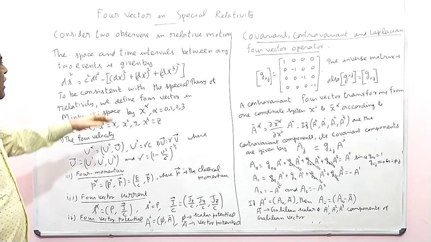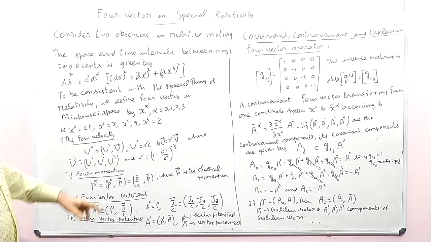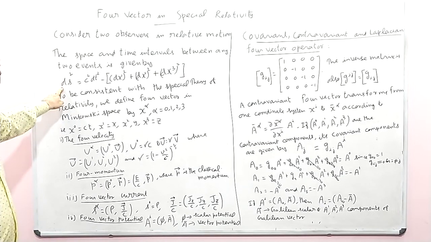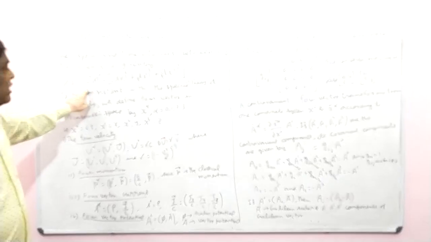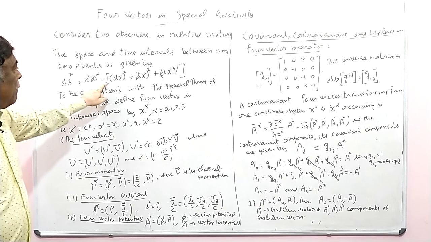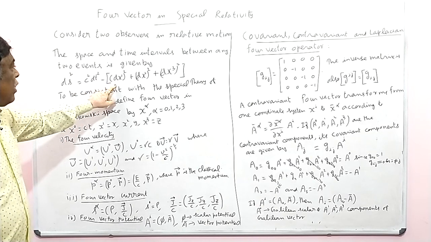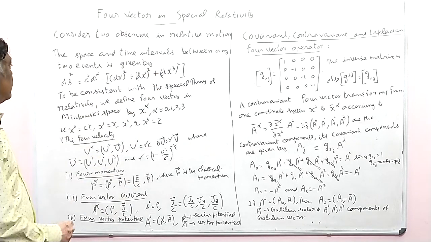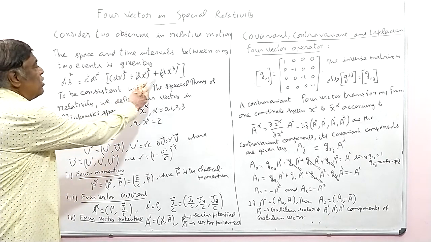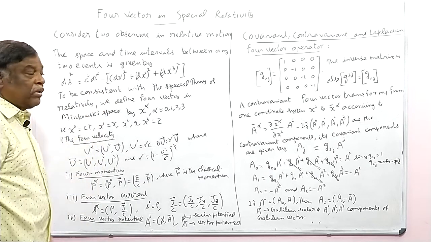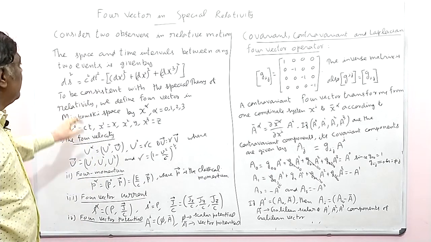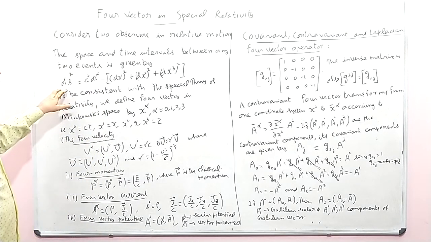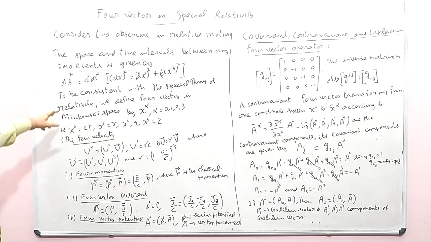Now the space and time interval between two events is given by ds square is equal to c square dt square minus dx1 whole square plus dx2 whole square plus dx3 whole square. So x1, x2, x3 are the coordinates, and here t is the time coordinate. So the interval between any two events is represented by this expression.